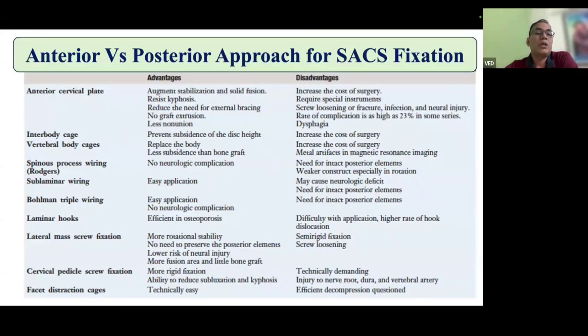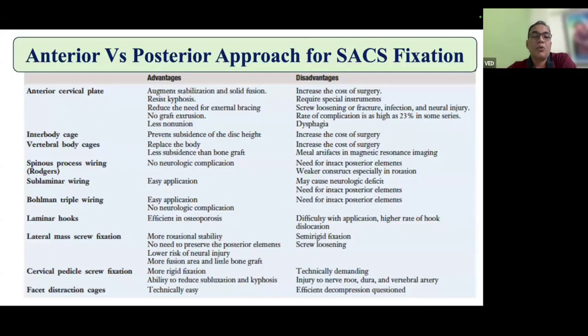In the posterior approach, spinous process wiring has no neurological complication, but intact posterior elements are mandatory. It is a weaker construct, especially in rotational injury. Sublaminar wiring, Bohlman triple wiring, and laminar hooks are also posterior approaches. Lateral mass screw fixation is nowadays the surgical intervention of choice, then cervical pedicle screw fixation, and facet distraction cages.